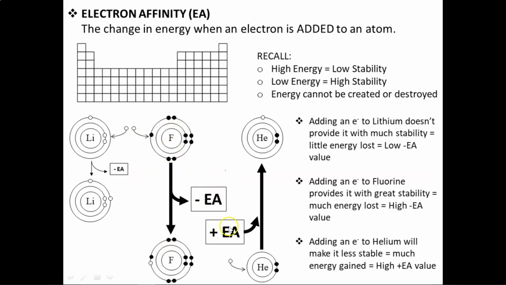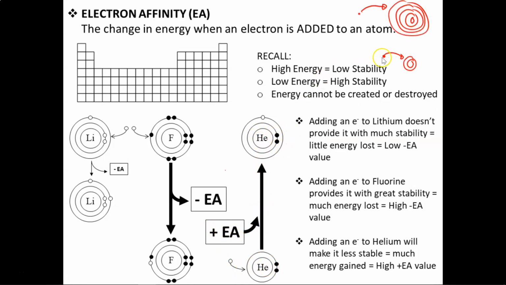But what if you try to add an electron to something that's already stable? Helium, for instance. So helium is already quite stable. By adding an electron in, you destabilize it. As we saw over here, if you have low stability, you have high energy. So in the process, you're giving energy to the helium to make it unstable, and that's why its EA value is going to be positive. And so typically, noble gases, their EA values will be a positive value because adding an electron to it makes it unstable, and in the process, adds energy to the atom.